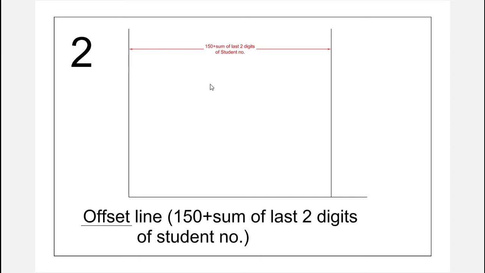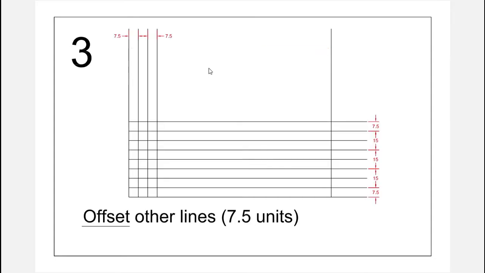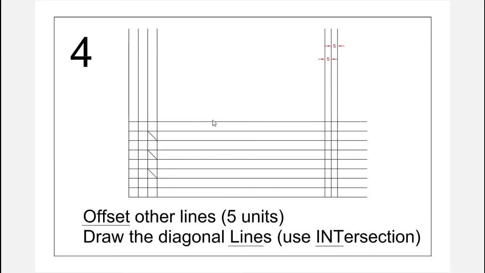Next, we offset. We create parallel lines, offset the distance. Then we offset again, this time the other lines. So we need to count how many lines we need to make to do this. We also need to offset 5 later. Now, offset 5 at left, 5 at the right.